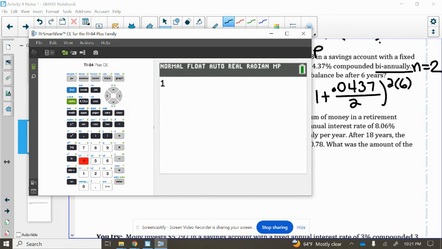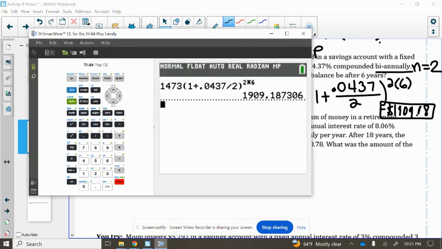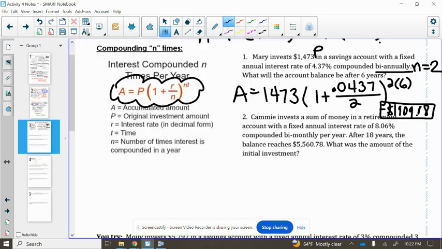So we have 1,473 and then 1 plus 0.0437 divided by 2, and then the 2 times 6, n times t power, and it's just over $1,900, right? It ends up being $1,909.18 if we round to the nearest cent. The 8 actually will round up so that this would become a 9.